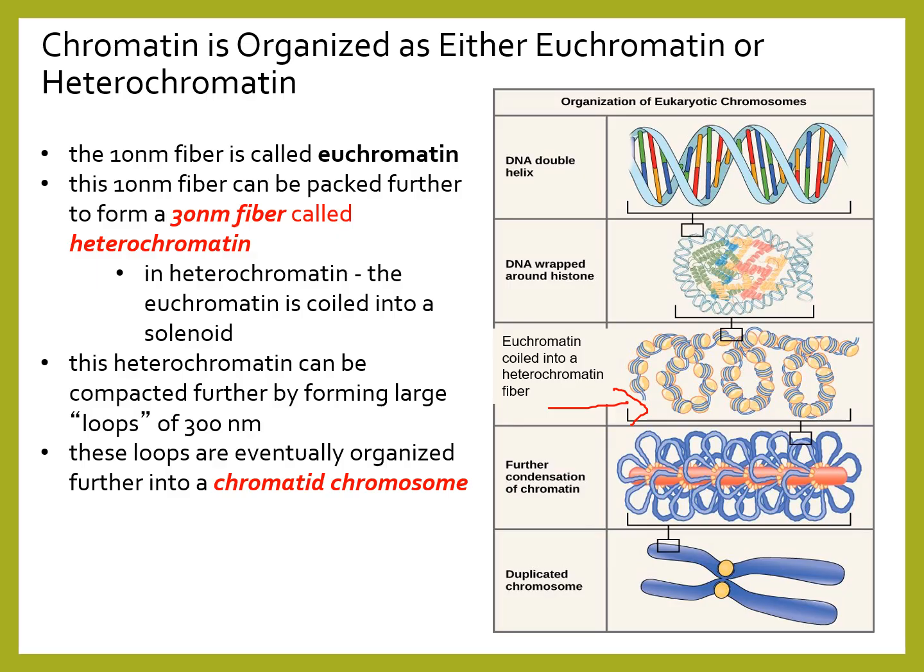You can then take this heterochromatin and you can compact it and loop it and organize it even further. You can form these loops that actually will attach to a bunch of nuclear proteins, loop it again, loop it again, loop it again, and you form almost like a flower-like structure. These structures are 300 nanometers in length. So from one flower petal to the next flower petal on the opposite side, that's 300 nanometers. And if you take a bunch of these flowers and sort of all line them up on top of one another, you get basically the chromatid chromosome.